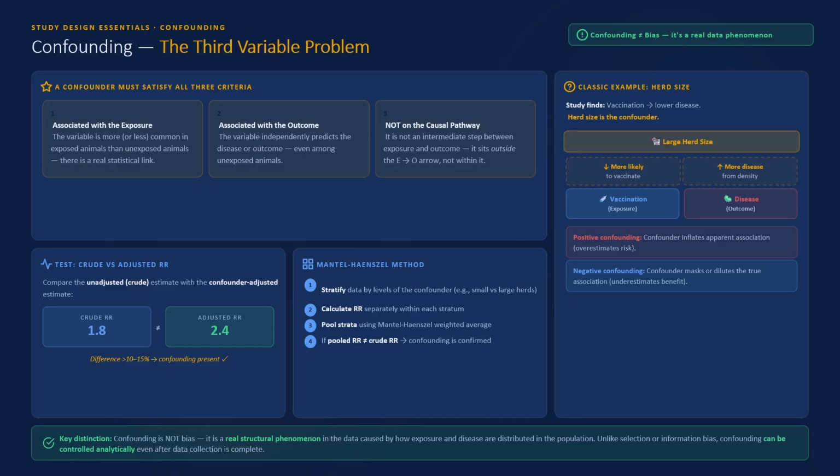Confounding, and I want to start with the distinction that matters the most. Confounding is not bias. It's a real structural phenomenon in the data. Three criteria, and a confounder must meet all three. One, it's associated with the exposure. Two, it independently predicts the outcome, even among unexposed animals. Three, it is not on the causal pathway. It sits outside the exposure to outcome arrow, not inside it.